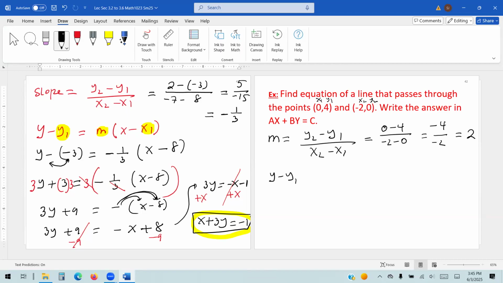Then y minus y1 equals slope times x minus x1. So y minus 4 equals the slope, which is 2, times x minus 0. So we can do this fast. We get y minus 4 equals 2 times x. We don't even need the parentheses because it's simply 2x.